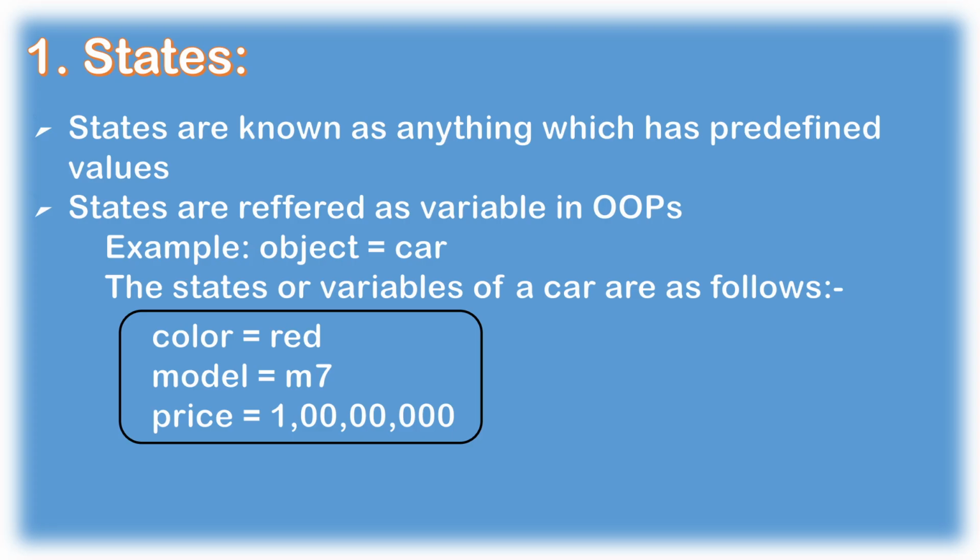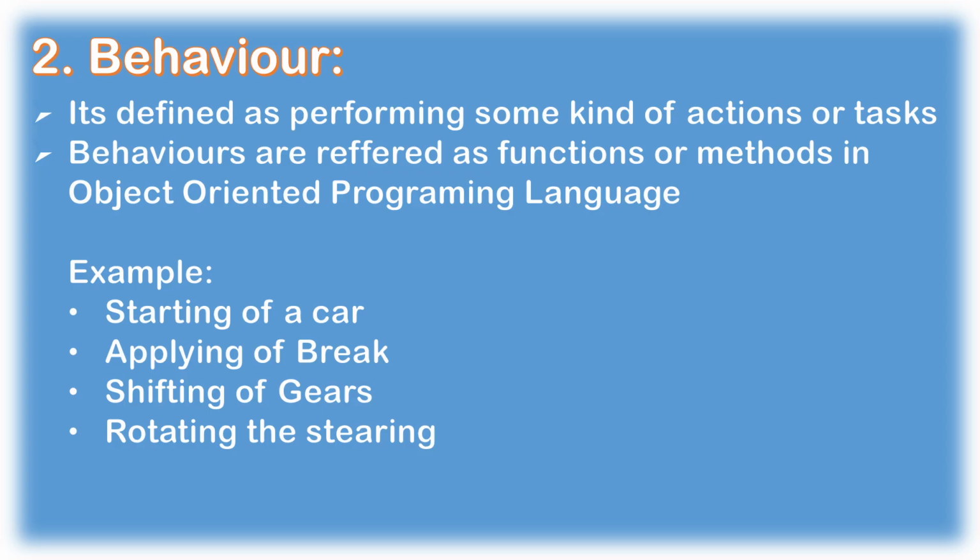So states or variables can be color, model, price. All these are variables. So color, suppose we have taken red. Suppose we have taken model as M7, and suppose we have taken the price as something. Alright. So these are the states. Let's see what are the behavior of an object.